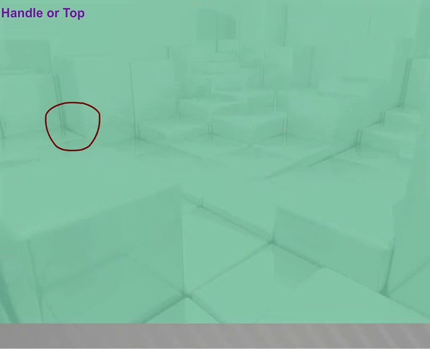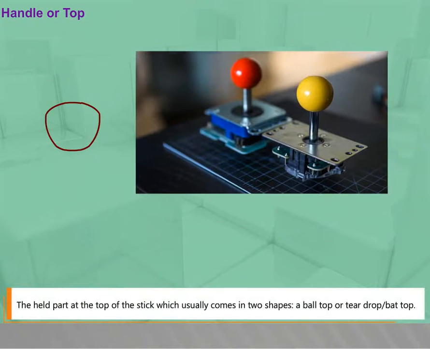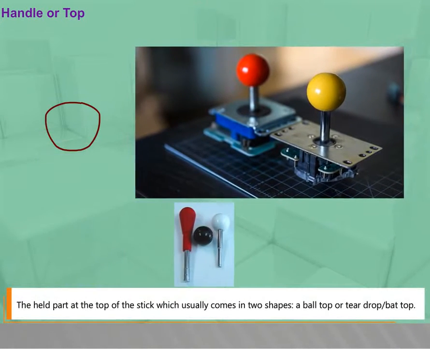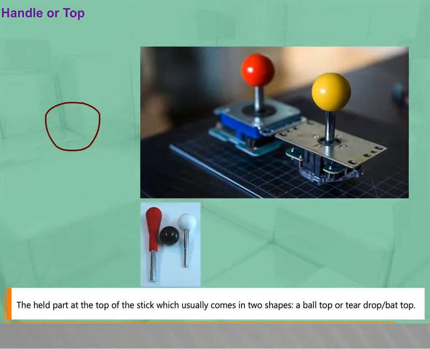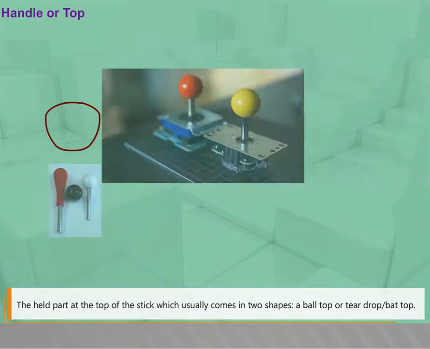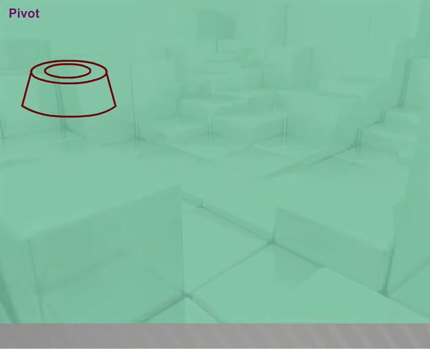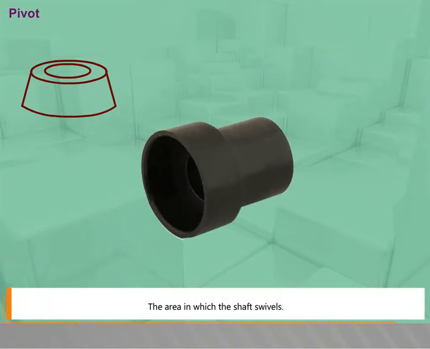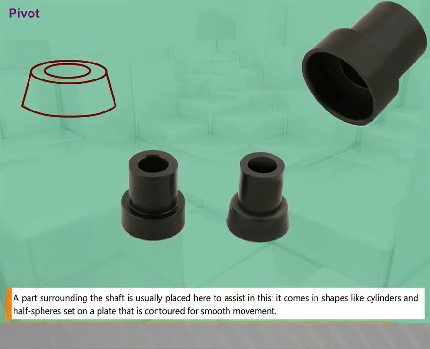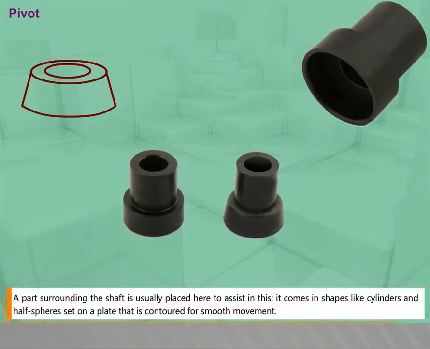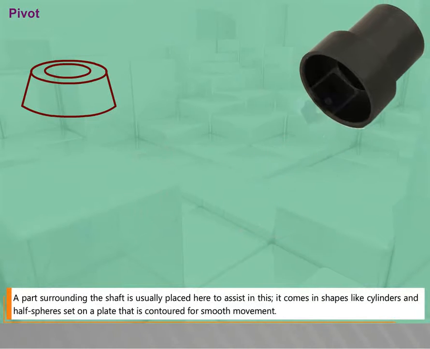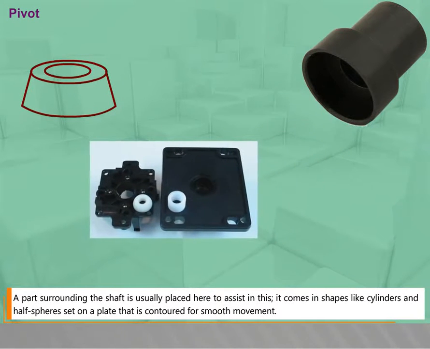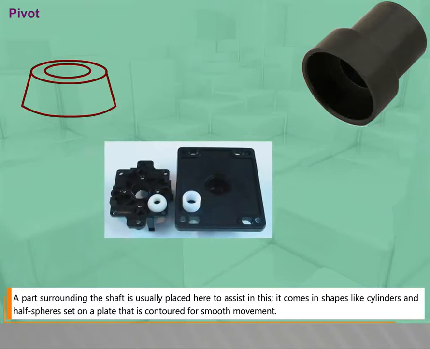Stick or shaft: the rod in the joystick. Handle or top: the held part at the top of the stick, which usually comes in two shapes: a ball top or teardrop or bat top. Pivot: the area in which the shaft swivels. A part surrounding the shaft is usually placed here to assist in this. It comes in shapes like cylinders and half spheres set on a plate that is contoured for smooth movement.